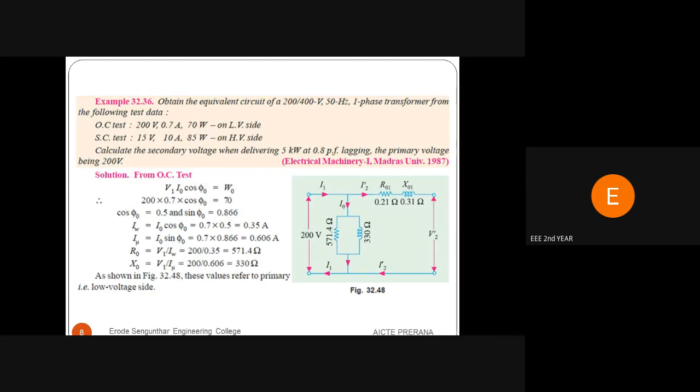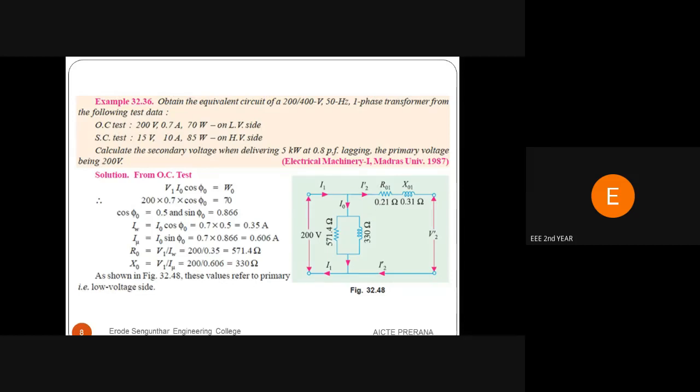Okay. So the no load equivalent circuit parameters, that is R naught and X naught. The formula: R naught equal to V1 by IW. That is the formula of R. No load resistance R naught equal to V1 by IW. So these two data are available: V1 equal to 200 divided by 0.35. Okay. So that is equal to 571.4 ohm. R naught equal to 571.4 ohm.